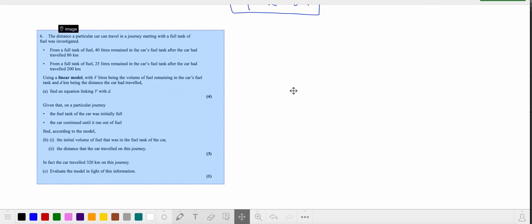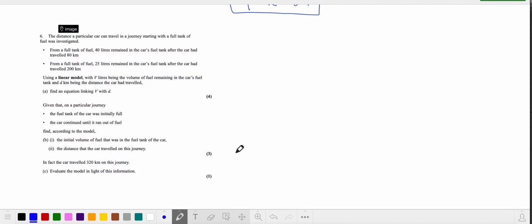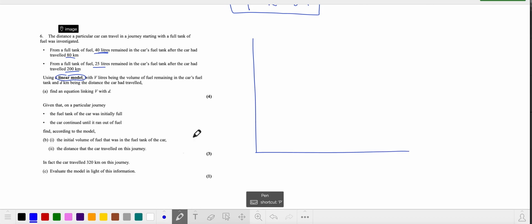Forget it. The distance a particular car can travel on a journey, starting with a full tank of fuel, was investigated. From a full tank, 40 litres remained after the car had travelled 80 kilometres. 25 litres remained after the car had travelled 200 kilometres. Using a linear model, so we can model this using a straight line graph, V being the volume of fuel remaining in the car's tank, D being the distance it has travelled.